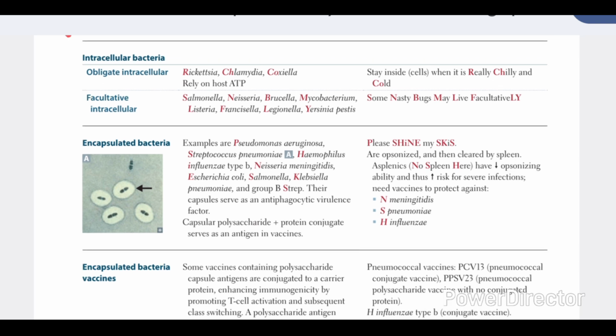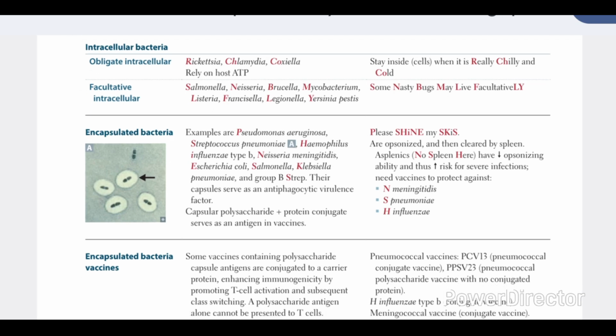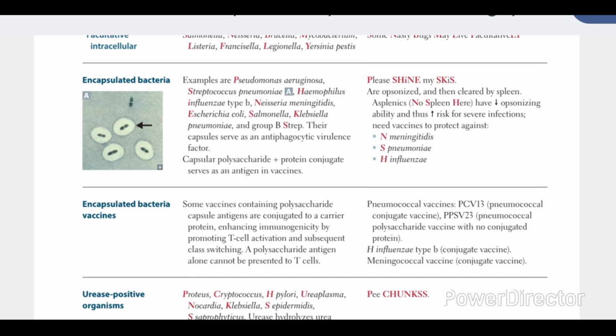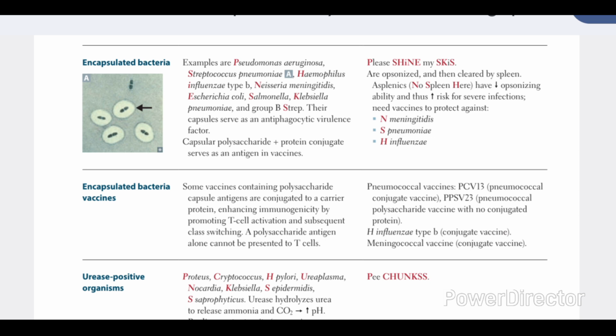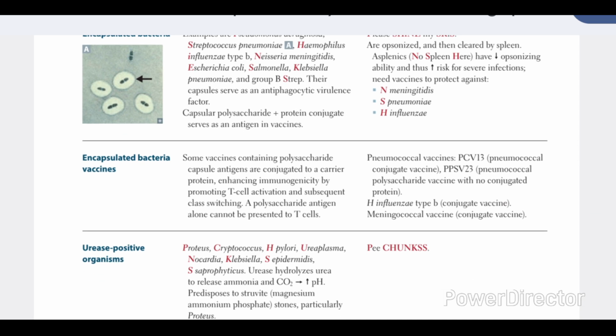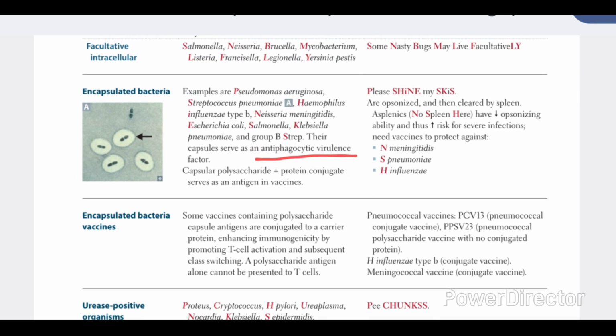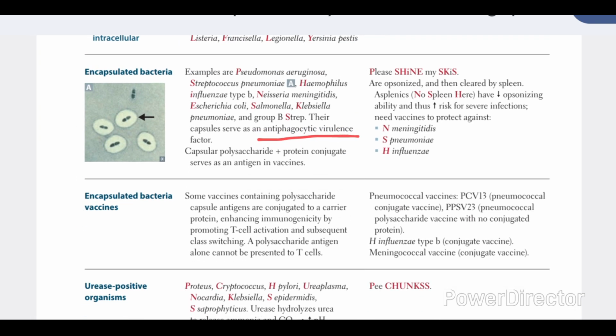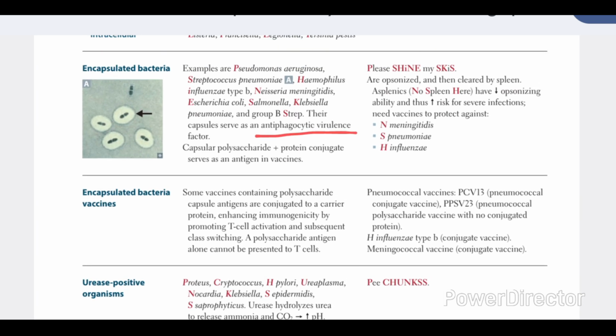Then we have some encapsulated bacteria. Examples include Pseudomonas, Streptococcus pneumoniae, H. flu type B, Neisseria, E. coli, Salmonella, Klebsiella pneumoniae, and group B Streptococci. Their capsules serve as the antiphagocytic virulence factor. This is an important point that you need to remember about those bacteria which are encapsulated. The capsule provides a major virulence factor by inhibiting phagocytosis by phagocytic cells such as neutrophils and macrophages, and complement-mediated destruction.